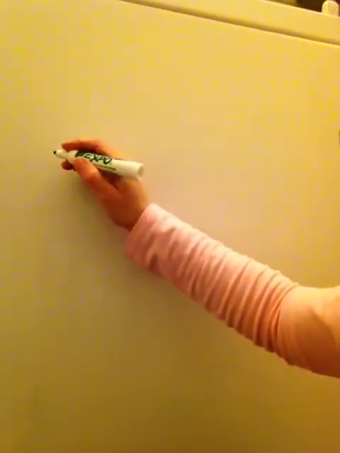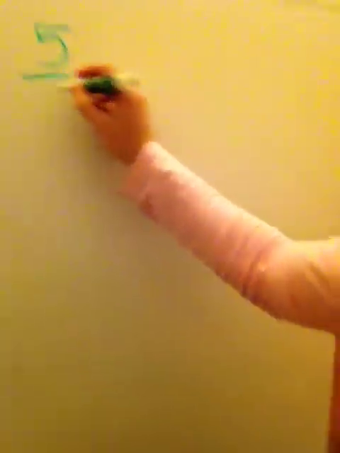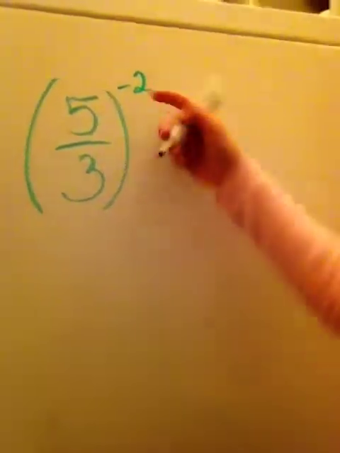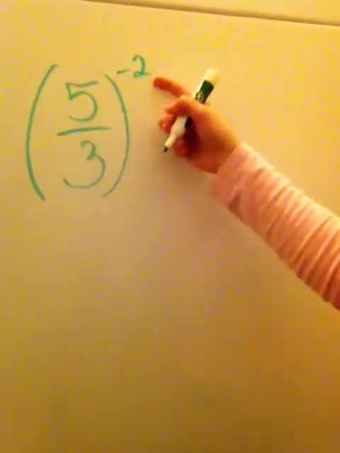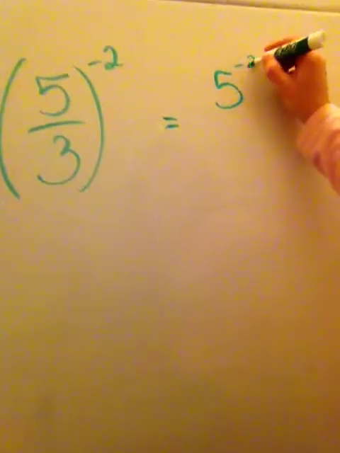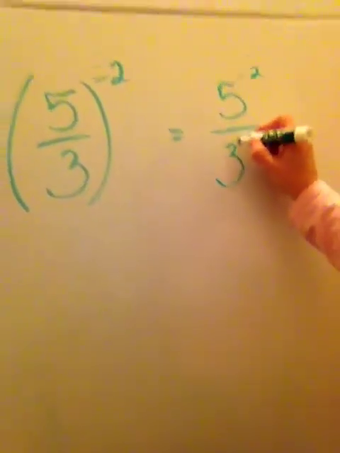And let's do another one. How about a fraction this time? So if I have 5 thirds and I want to raise it to the negative 2 power. Okay, this is kind of like what I talked about before. When we have the exponent next to the parenthesis, then it does apply to the upstairs and the downstairs, our numerator and our denominator. So essentially that's 5 to the negative 2 power and 3 to the negative 2 power.